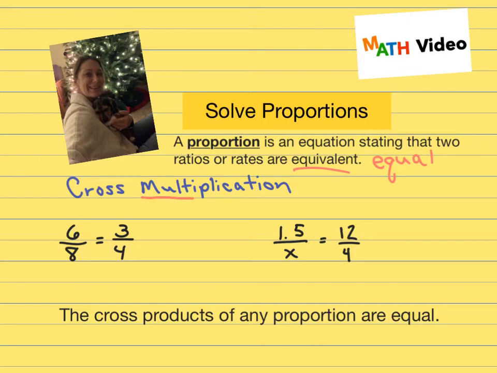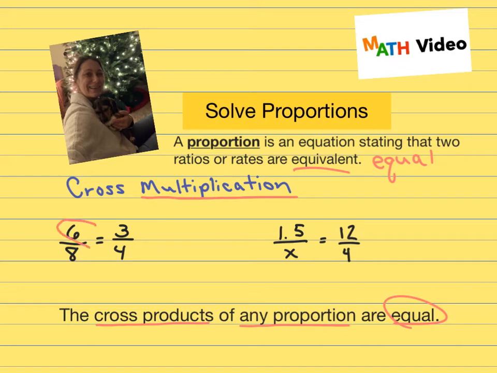We know that the answer to multiplication is called a product. So when we use cross multiplication, the answers we get are cross products. And cross products of any proportion are always equal. All right, let's look at this problem, 6/8 equals 3/4, to help us prove why cross multiplication works.